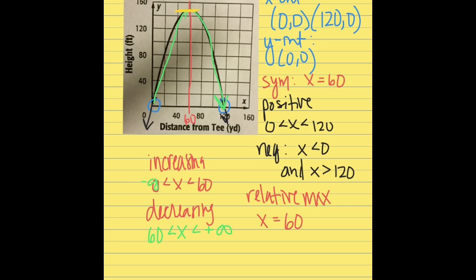When I look at the end behaviors of the graph, what's going on at the end of the graph, I see that as x gets bigger, so as x increases, y decreases. That's this function right here. As x gets bigger, y gets smaller. I also see as x decreases, right here, as x gets smaller, y decreases. And that is it for the height of a golf ball.